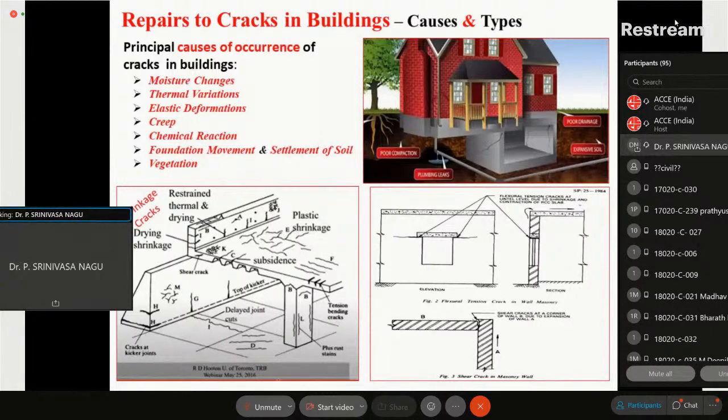again from the particular reference. This is a Transportation Research Board reference here, from a webinar of 2016. Okay, there are several types of cracks. You can see due to different reasons, cracks are developed like that, tension cracks. Then concrete corrosion-related corner crack of the column like that.